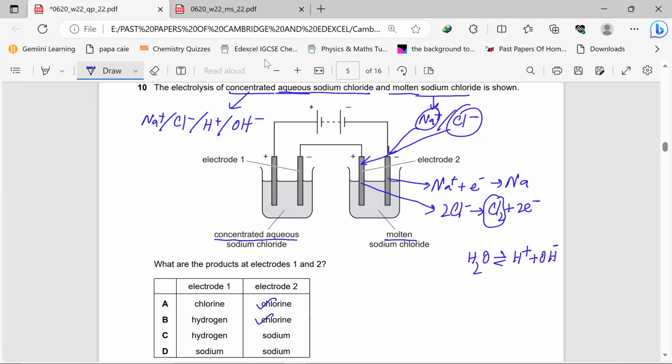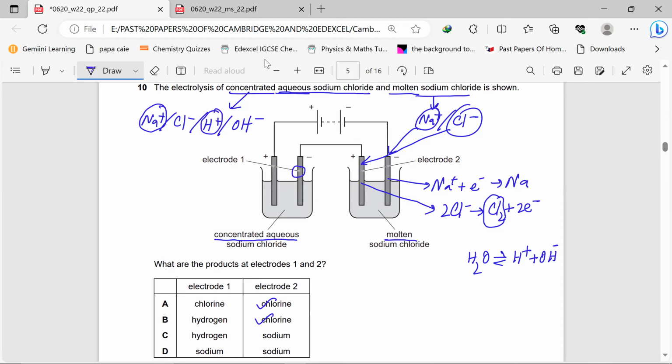For the solution, which is concentrated, they're asking for the negative electrode. So we are just finding what forms at the negative electrode. At the negative electrode, we know positively charged ions will go. So we have two positively charged ions here, sodium ion and hydrogen ion. So from sodium ion and hydrogen ion, which will go?